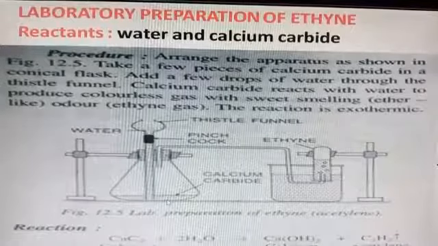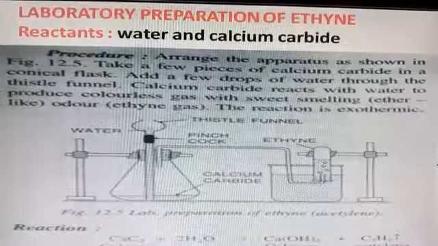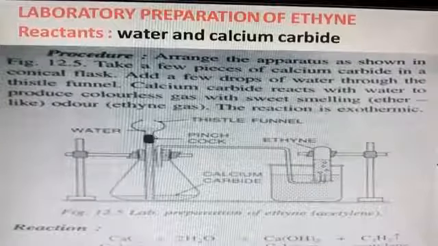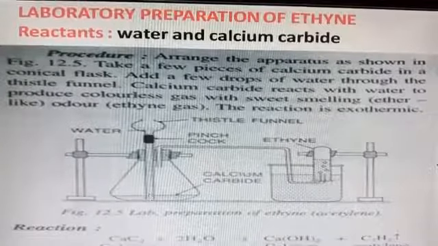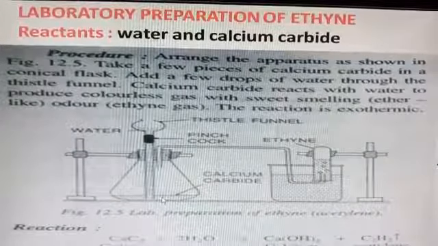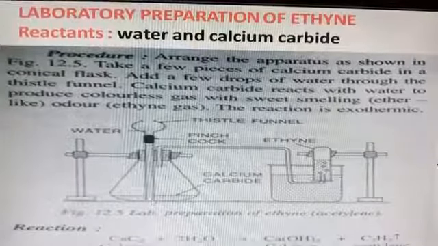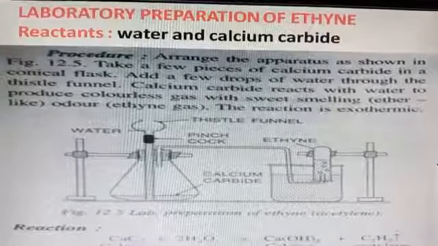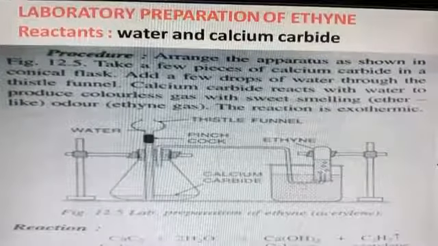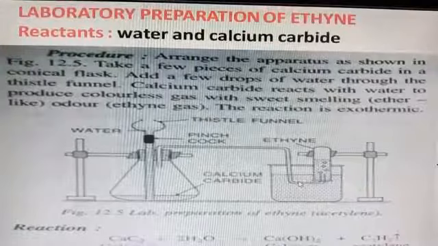In this conical flask, put a few pieces of calcium carbide, and with the help of a thistle funnel, add a few drops of water. When water comes in contact with calcium carbide, the reaction takes place. As a result, a sweet smelling gas will be formed, and this gas can be collected through a delivery tube, which is connected through the trough water.